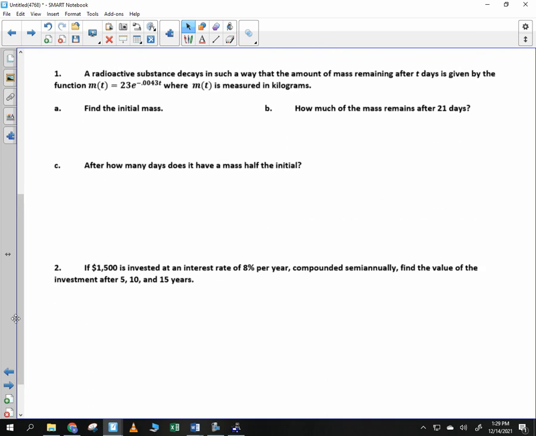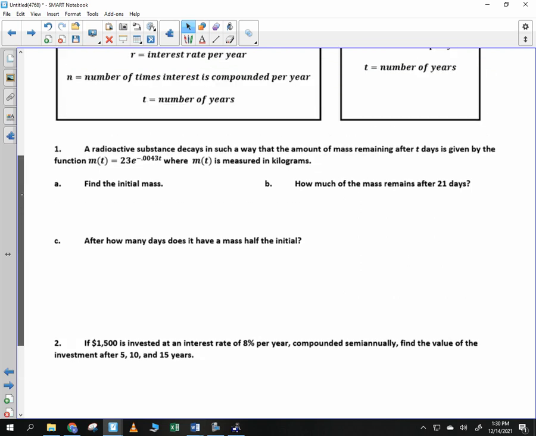It says a radioactive substance decays in such a way that the amount of mass remaining after t days is given by this function, m of t is equal to 23 e to the negative 0.0043 t, where m of t is measured in kilograms. So we've got this radioactive substance. It's 23 kilograms. It's like, what, 50 pounds? Okay, it's fairly significant, but it's slowly decaying. It's getting smaller, okay? And we're trying to see what's happening over time.